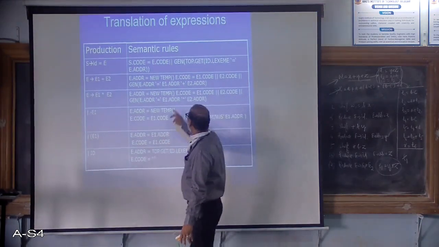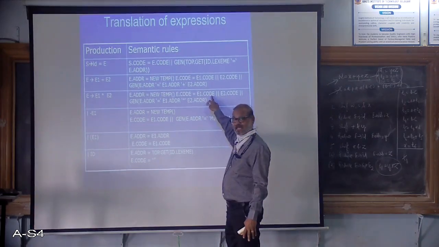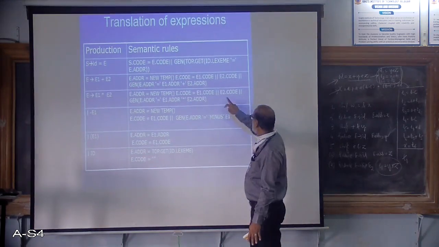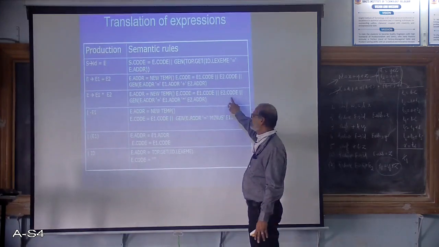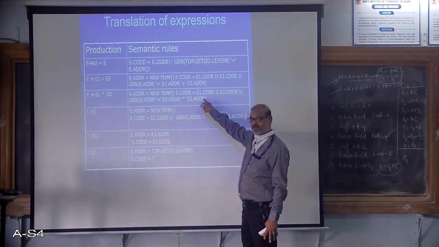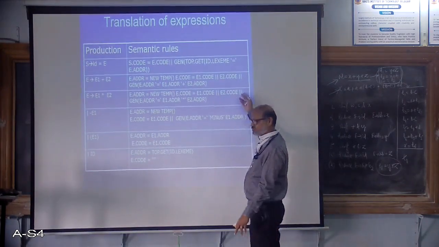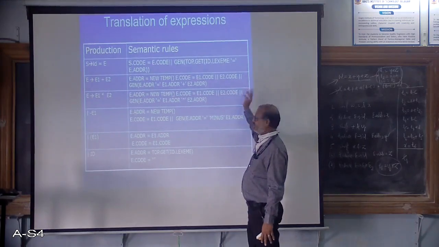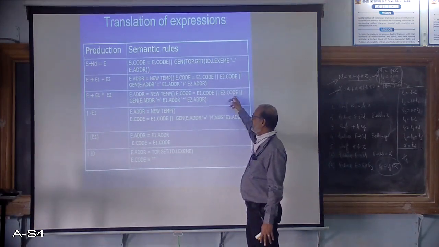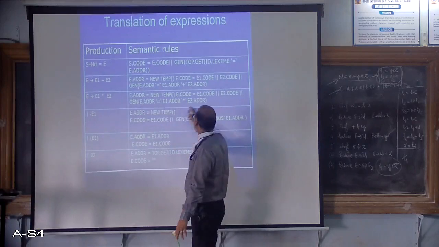But here I don't have E1 dot code, which is empty, which is null. Similarly, I also have E2 dot code, which is also null. However, I have the value E1 dot address. I also have the value E2 dot address. Here it is X and here it is Y. And this is the new 3 address code that is generated.